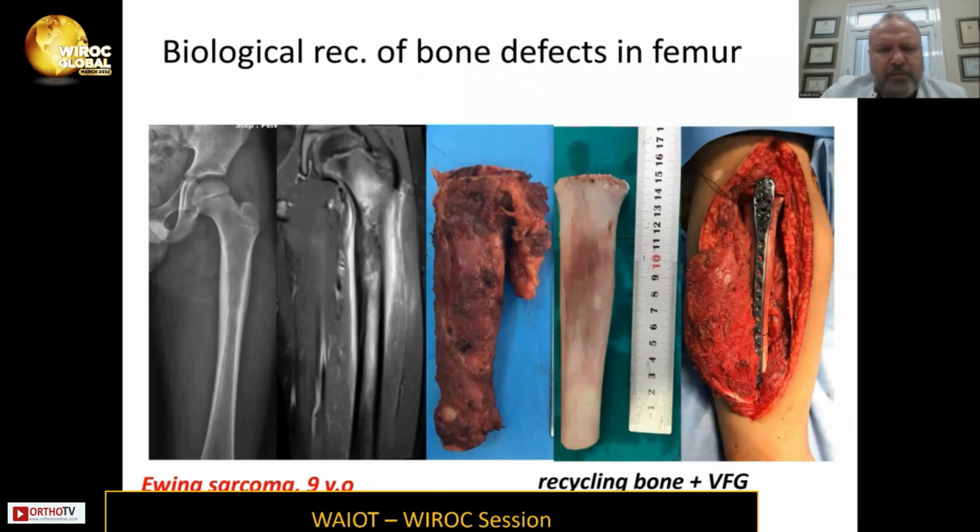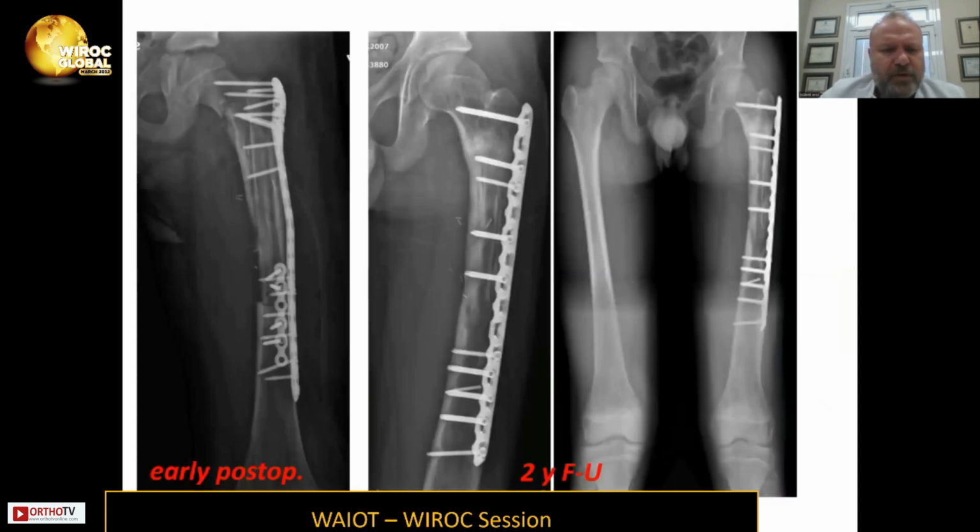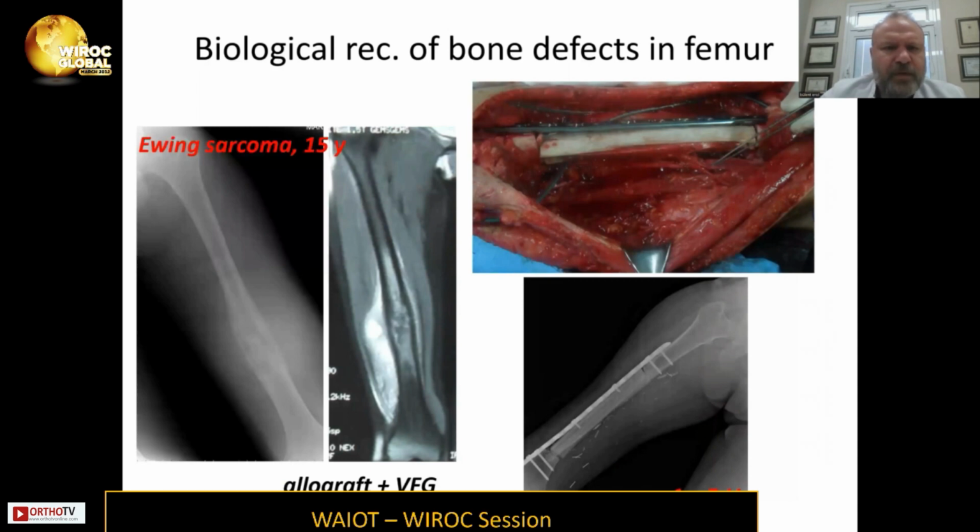Another patient, again in the proximal femur, a Ewing sarcoma in a 9-year-old boy, and again, following wide resection, the bony defect was reconstructed by recycling bone and vascularized fibular graft. And you see the early postoperative and 2-year follow-up radiographs, which show complete healing of the fibular graft and a good incorporation of the fibular graft and the surrounding recycling bone.